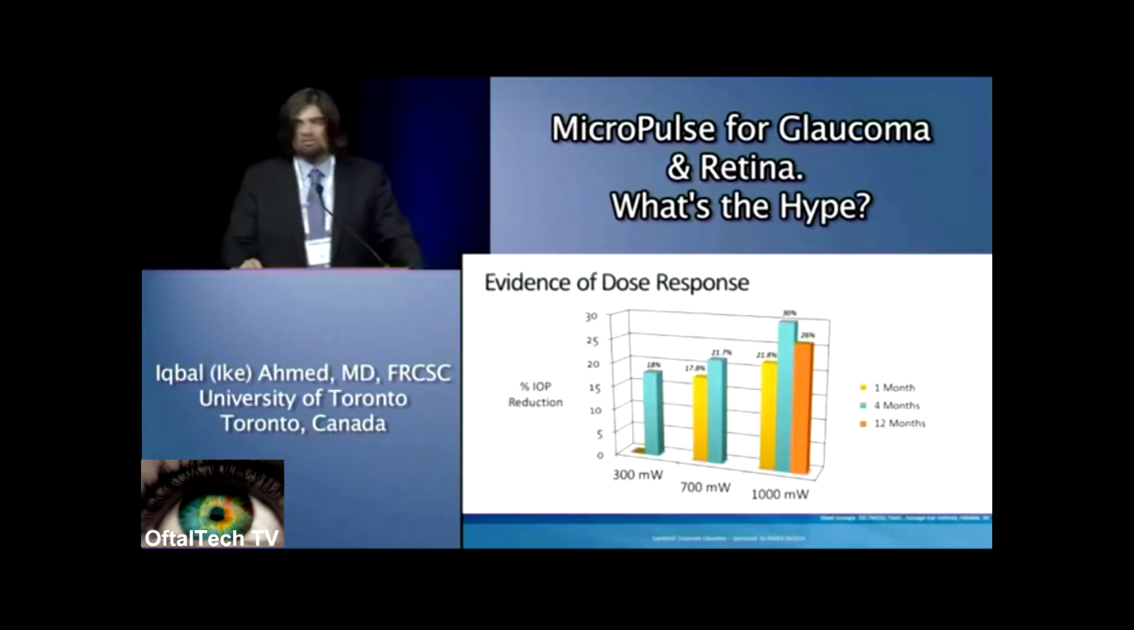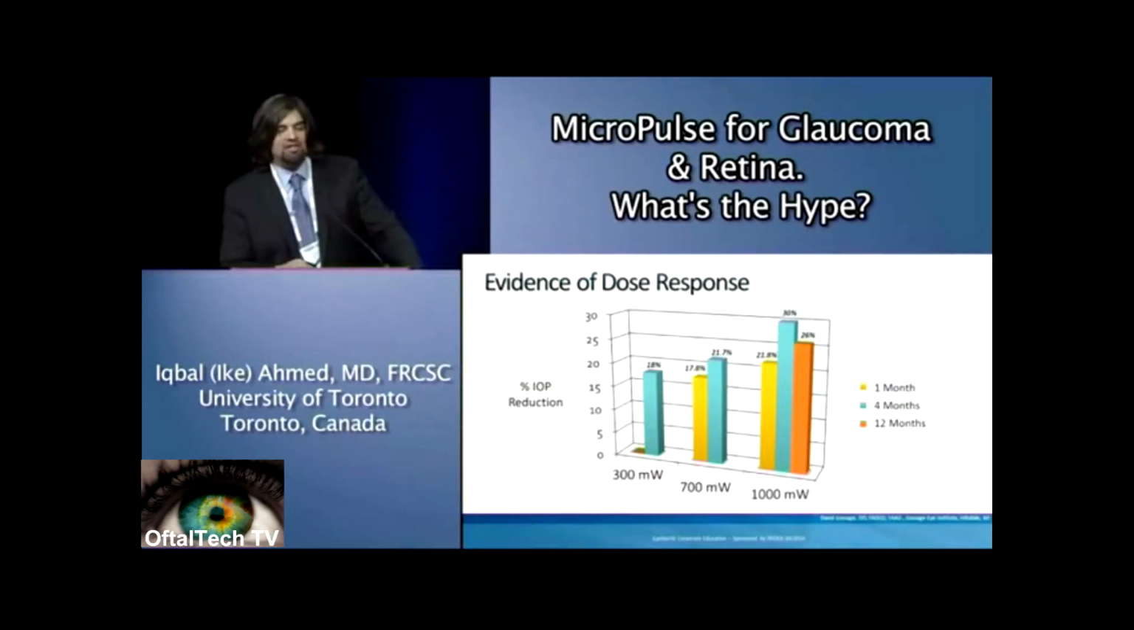So this is from David Gossage. He has, like I said, done some great early work, looking at different laser energy levels, 300, 700, and 1,000. And I think what he's showing here is basically that there seems to be a bit of a dose response here in terms of looking at laser energy levels correlating to percent IOP reduction.